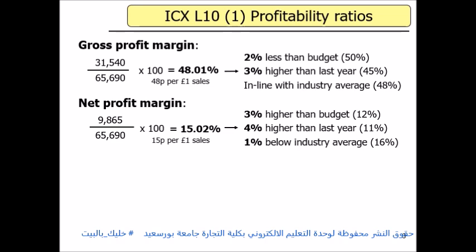Regarding the net profit, what we achieved this year was equal to 15%, which means that we are higher than the budget by 3%, and we are higher than the performance of the last year by 4%, and we are below the industry by 1%.